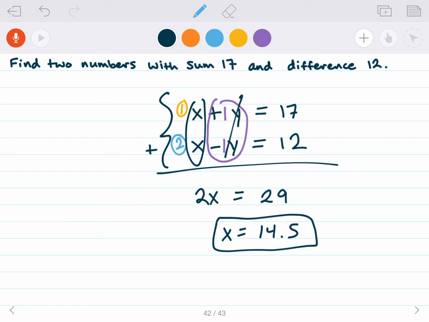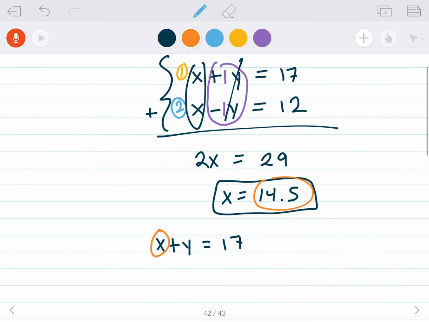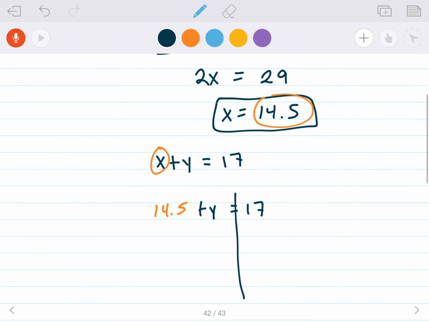And once I have that, I can use either of the equations. So how about we just use x plus y equals 17. We know what x is at this point. X is 14.5. So we have 14.5 plus y equals 17. I can subtract 14.5 from both sides, and I get my answer.